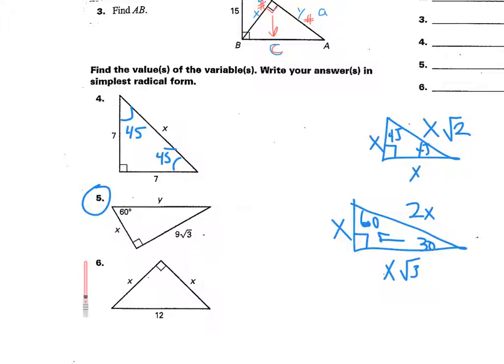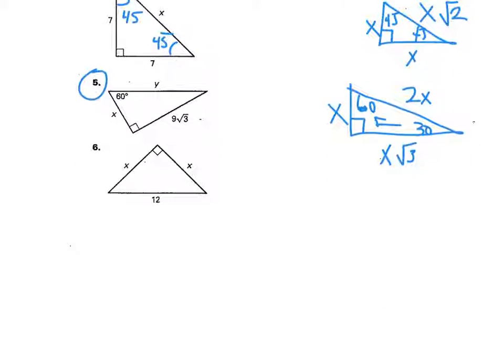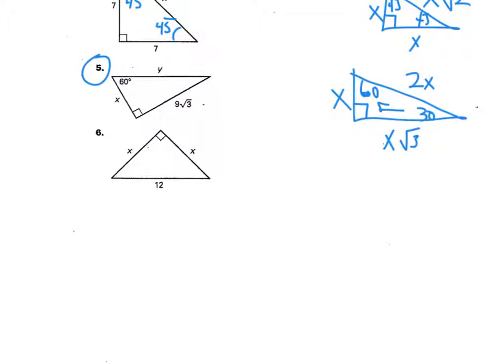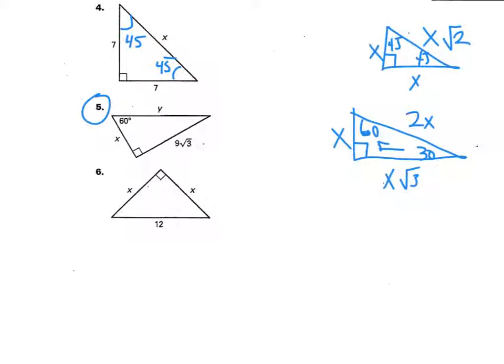Number 6 is a 45, 45, 90. So they give you this hypotenuse. That's 12 right there, okay? So you need to, remember, to get the hypotenuse, they took the side times radical 2. So what's the opposite of multiplying by radical 2? We have to go backwards. That's right. Okay, so you got to take 12 and divide it by radical 2.